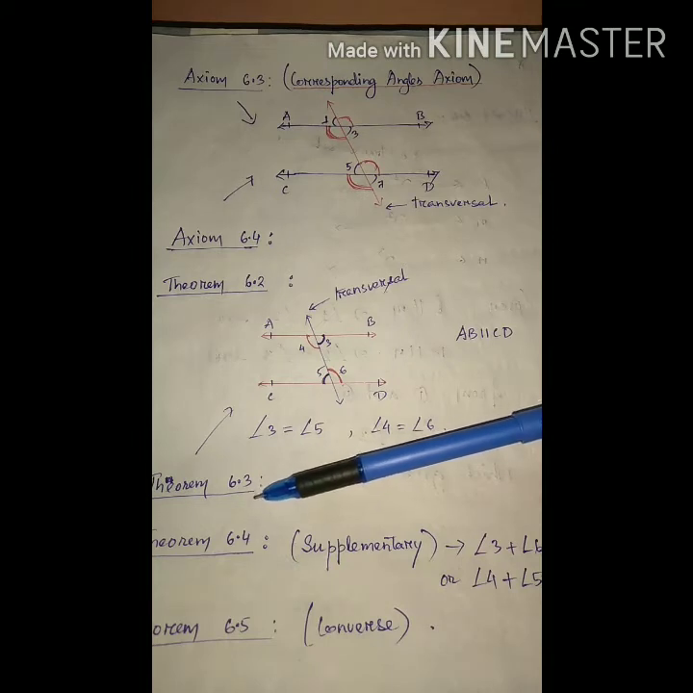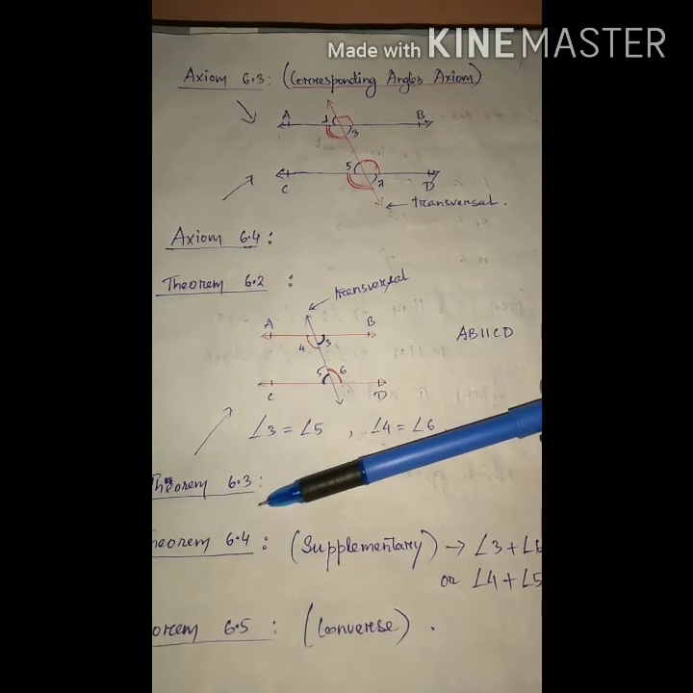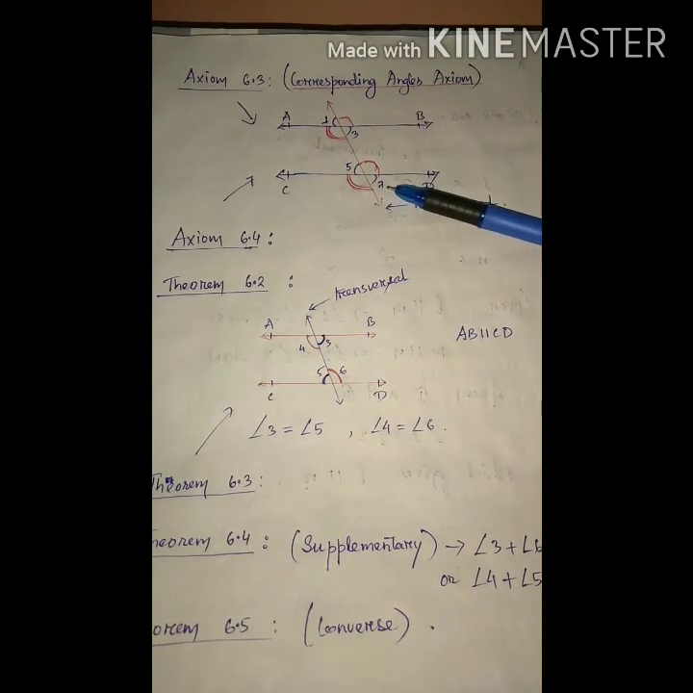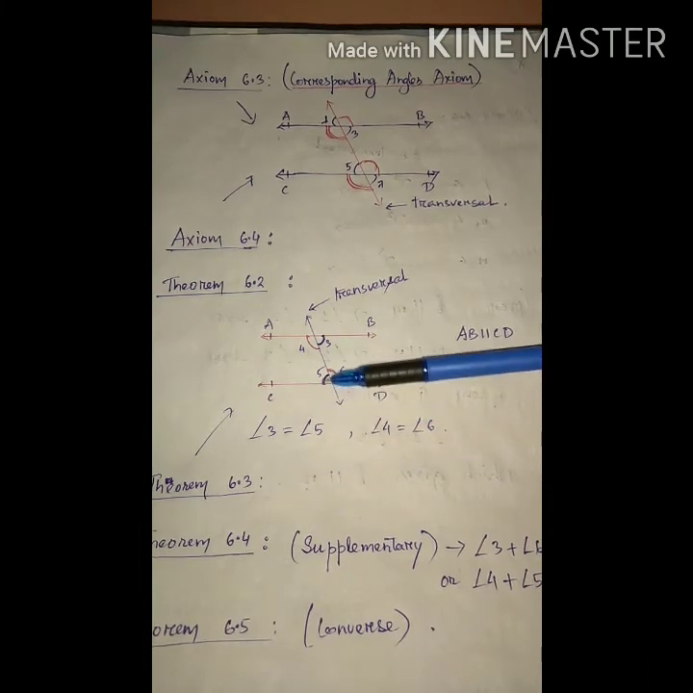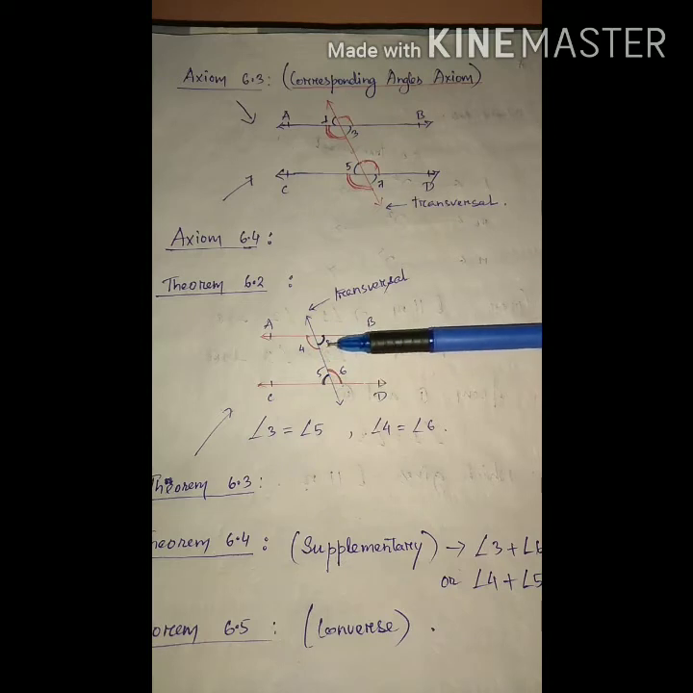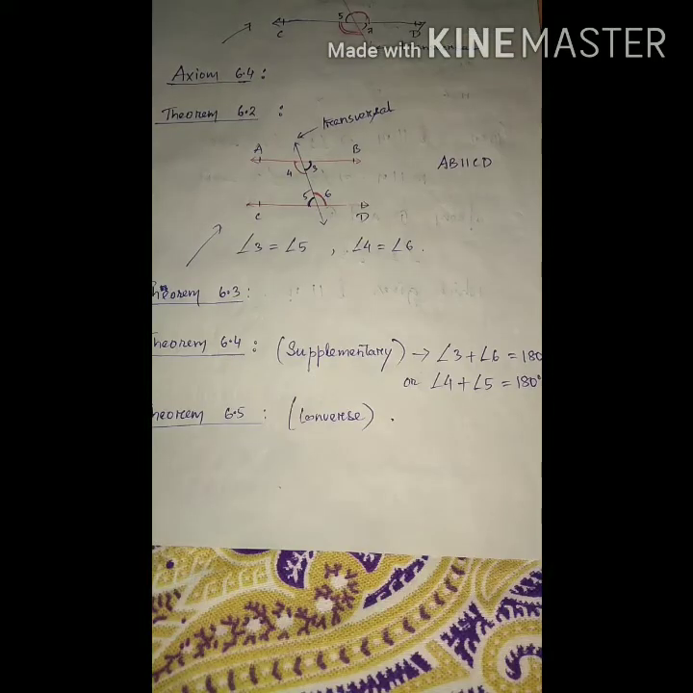Theorem 6.3 is the converse of 6.2. That means the opposite one. So in this case, like earlier in axiom 6.4, here in 6.3 what do we get? If the alternate interior angles are equal given to you, I repeat this, if alternate interior angles are equal given to you, that means 3 is equal to 5 and 4 is equal to 6, then what can we say? The lines are parallel. Then we can say the lines are parallel. Is it clear? Okay.